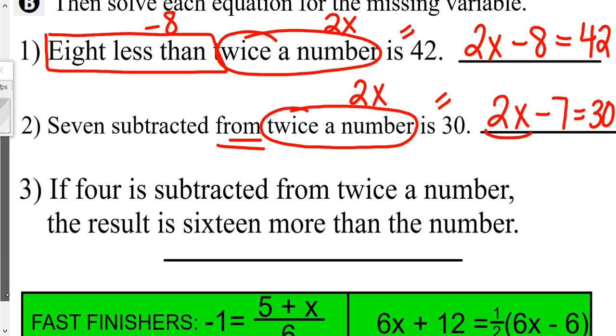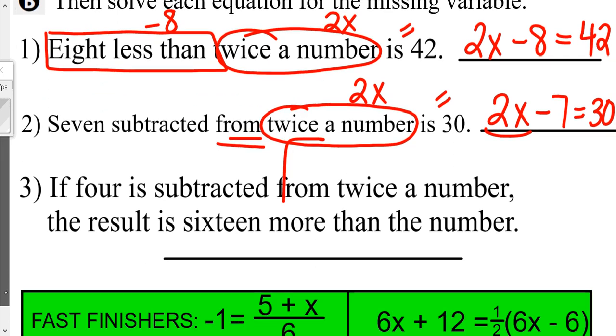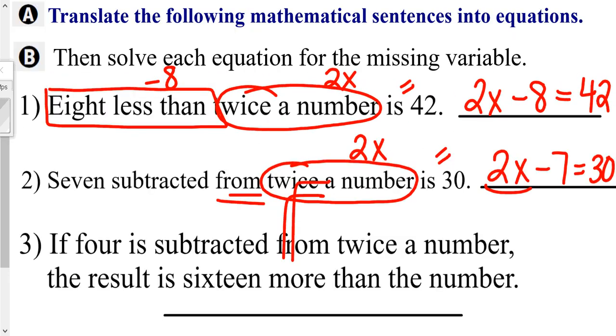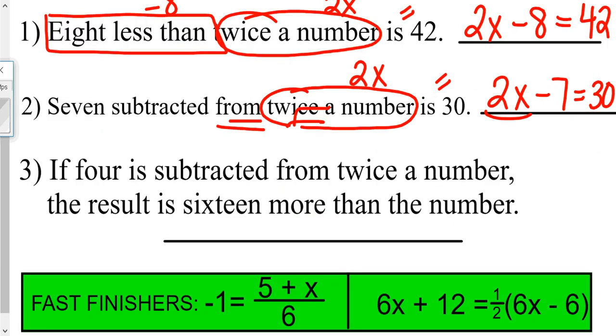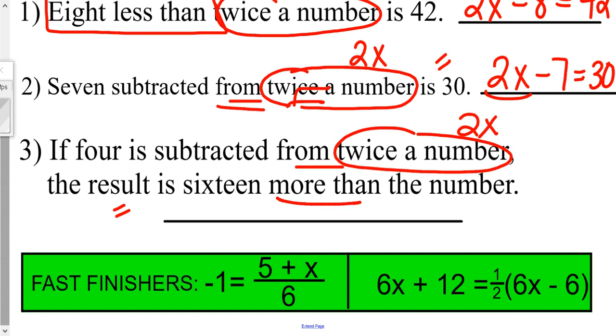Looking at number 3, if 4 is being subtracted from twice a number, the result, and we know that this represents equals, is 16 more than the number. So in order to set that up, we have twice a number minus 4, okay, and that's the result.